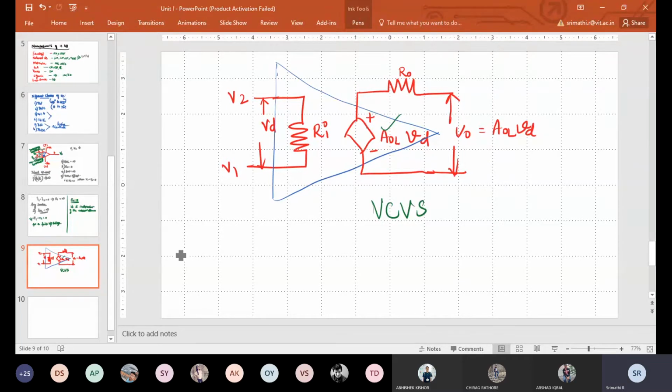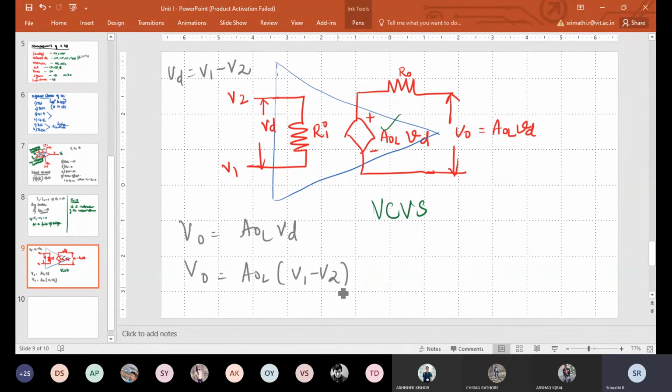From this circuit, we can write V0 is nothing but AOL into Vd, and we know what Vd is. Vd is nothing but V1 minus V2, because this is your non-inverting input, this is your inverting input. So V0 can be written as AOL into (V1 minus V2).